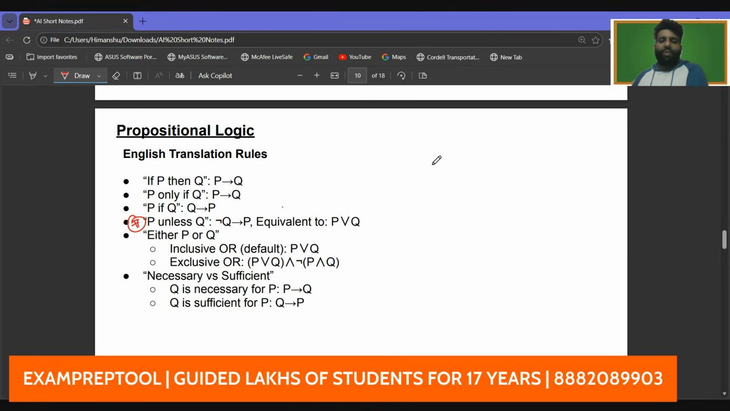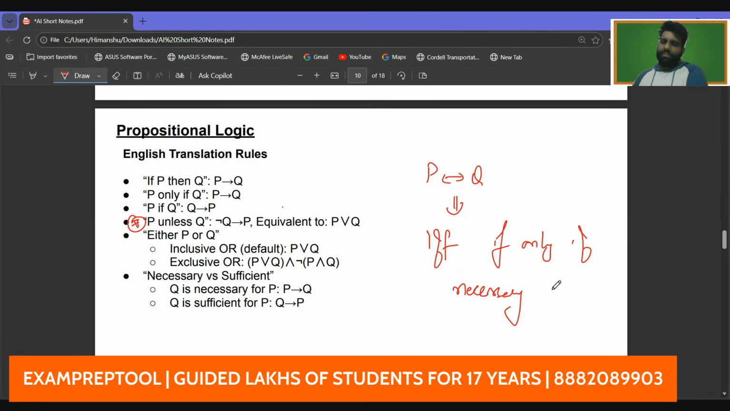And over here it's not written for this one. For this one, we have if and only if written as this, or necessary and sufficient. P is necessary and sufficient for Q. Q is necessary and sufficient for P. Both are one and the same thing.